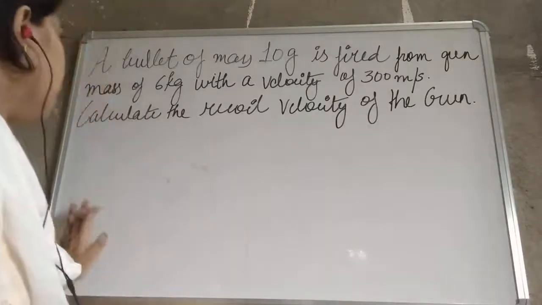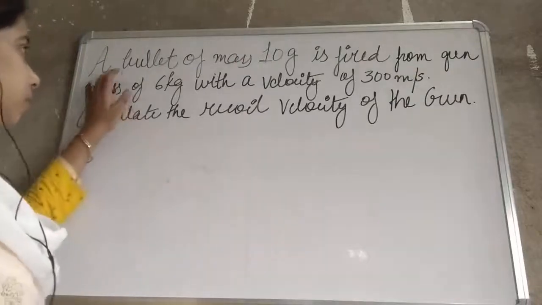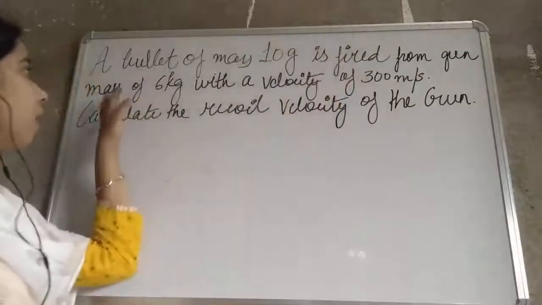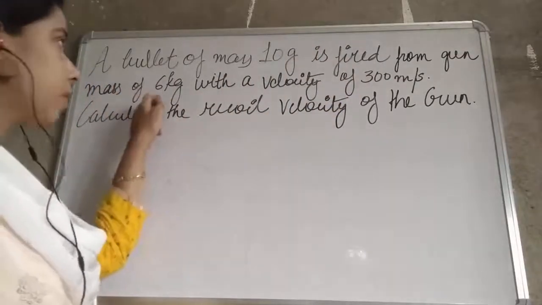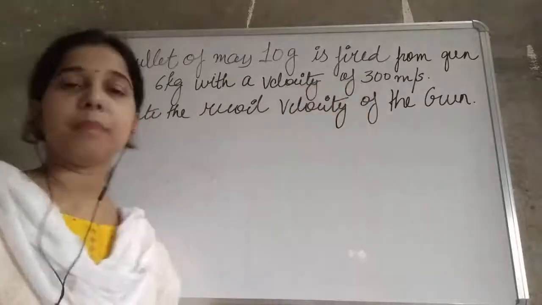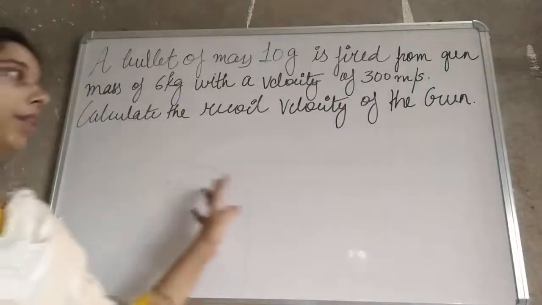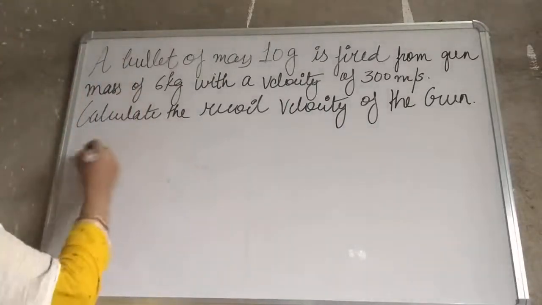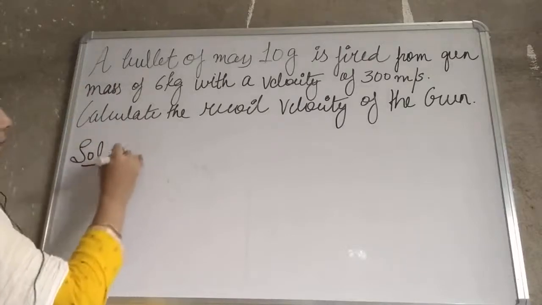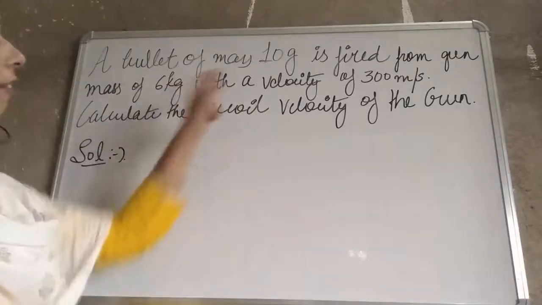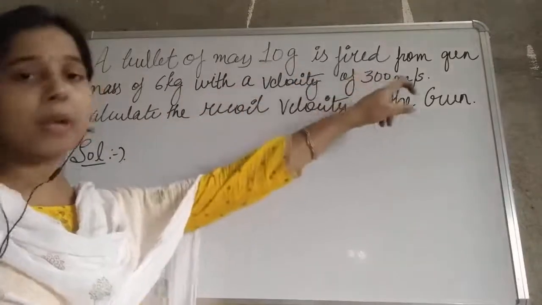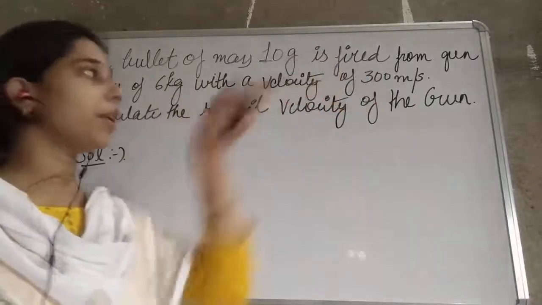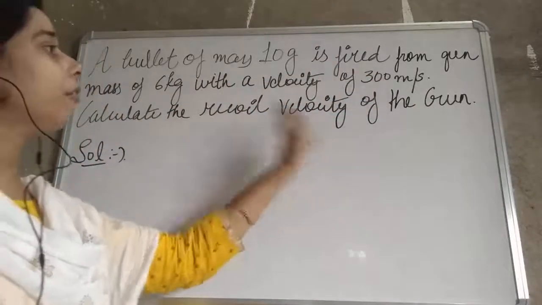Now you see here students, in this question, a bullet of mass 10 gram is fired from a gun of mass 6 kg with a velocity of 300 meter per second. Calculate the recoil velocity of the gun. So what is given here, students? A bullet having a mass of 10 gram is fired from a gun whose mass is 6 kg with a velocity of 300 meter per second. What will be the recoil velocity of the gun?